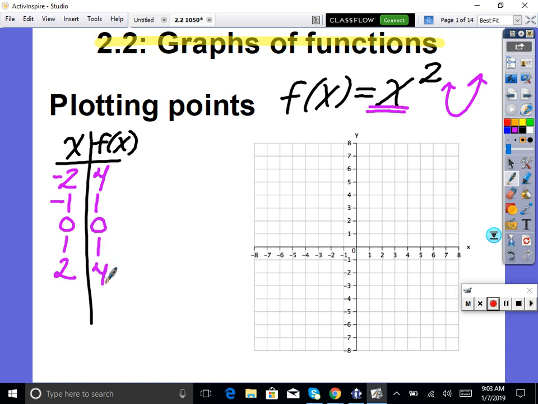I don't expect you to take notes on graphing a quadratic because you know how to do it, so just watching. 0, 0, -2 up 4, -1 up 1, over 1 up 1, over 2 up 4. So the main thing to get out of this is we know how to graph a quadratic by plotting points. Quadratics are U-shapes. All good with that. Pretty easy stuff, right? Okay, moving on to the next type of graph.